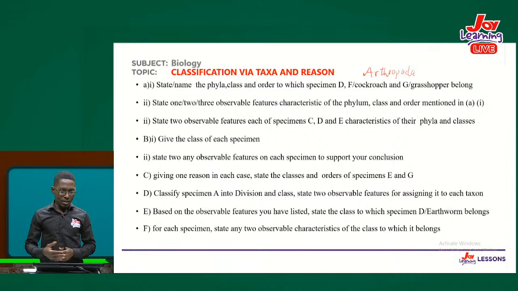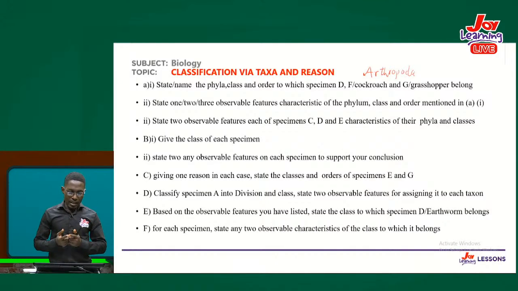Another form of question is: state two observable features each of specimens D and E, characteristics of their phyla and class. It is the same thing. Give the class of each specimen. So you just give them. State two, this one they specify, state two observable features. And they limit you to what you can see on the organism, on each specimen, to support your conclusion. What they mean is that you wrote that it belonged to class Insecta. What things on its body can you observe that make you conclude that it belongs here? Just write those things.